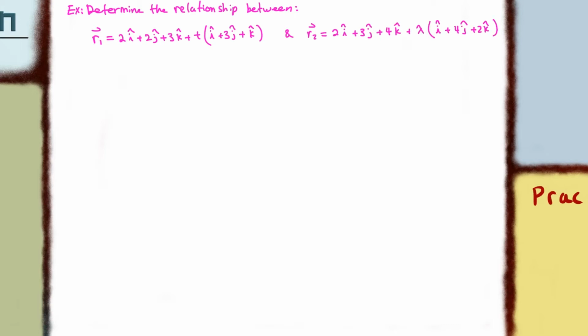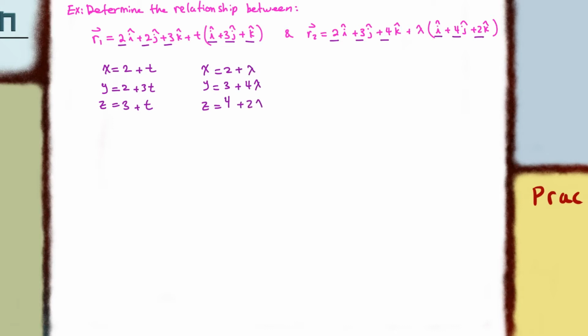In this case, I'm going to write both of the lines in a more familiar format, the parametric equation format. So our x is going to be 2 plus 1 times t, so 2 plus t. Our y is going to be 2 plus t times 3, so 3t. And z is going to be 3 plus k, which is 1 times k, so 3 plus t. And we do the same thing for the other line.